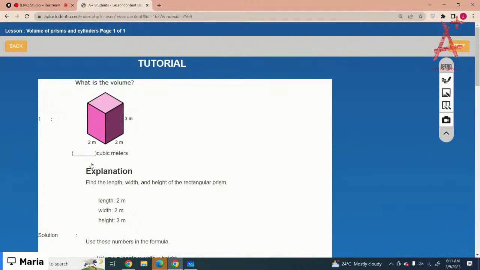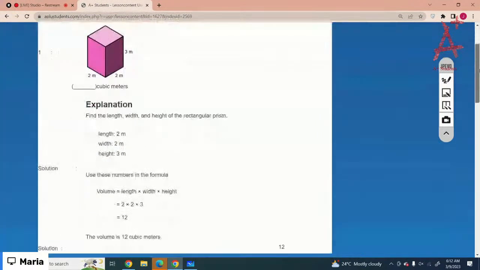Okay, let's start with the next lesson, that is the volume of prisms and cylinders. You're given a rectangular prism, and you need to calculate the volume. So the volume is length times width times height. You have to multiply all the values. It would be 3 times 2 times 2. Got it? 3 times 2 is 6 and 6 times 2 is 12. So for the volume you have to multiply all the side lengths, length times width times height. Got it?